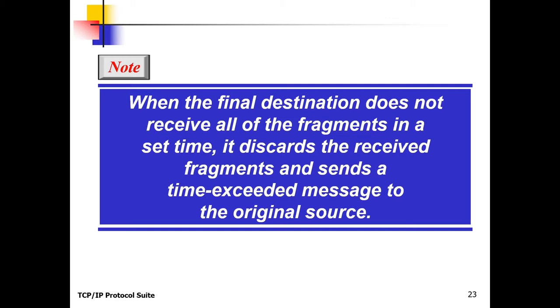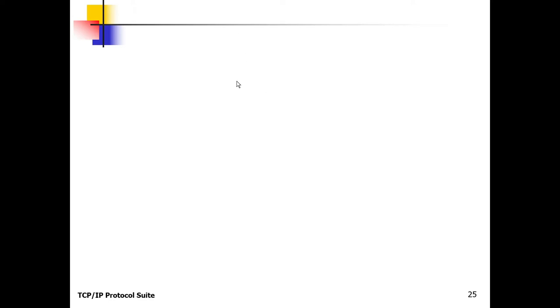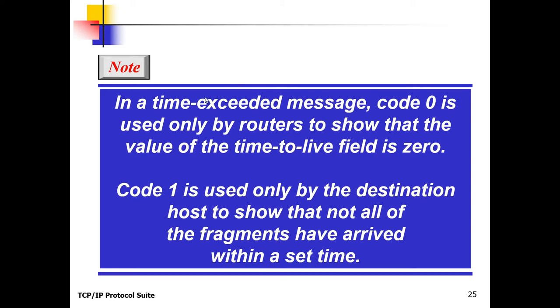I waited for so and so time, and then I have to throw everything or discard everything because I did not receive it complete. That's it. So there are two time exceeded reporting cases that need to happen. That's why we have the codes zero or one, two times, right?